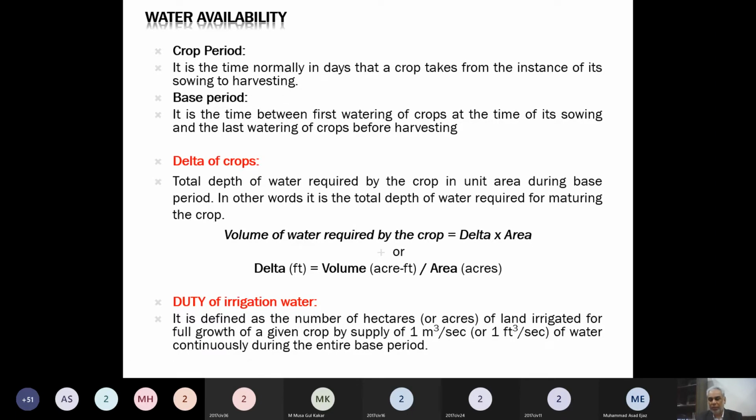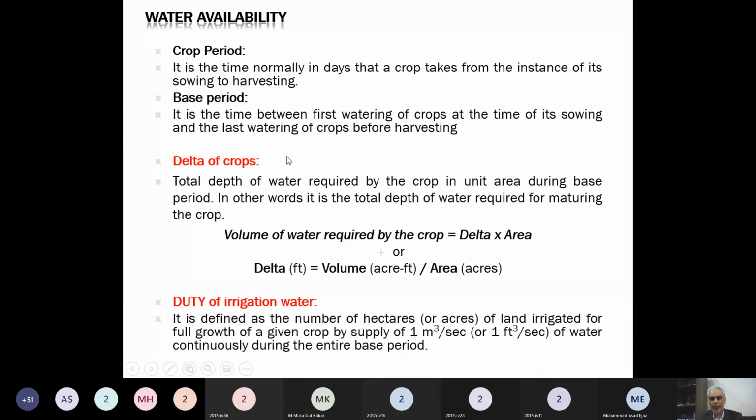There is a small difference between these two definitions, base and crop, but for us they are nearly equal to each other, because immediately after sowing we have to give the first watering, and a week or 2 weeks before the harvesting we have to give the last watering. So they are theoretically different from each other. Crop is from sowing to harvesting, base period is from first watering to last watering. The base period is more utilized in irrigation. The crop period is more utilized by those people who have to plan the next crop, who have to plan the cropping pattern in that area.